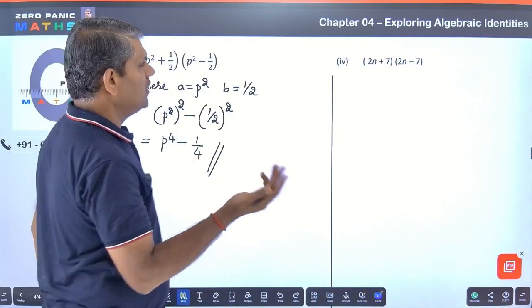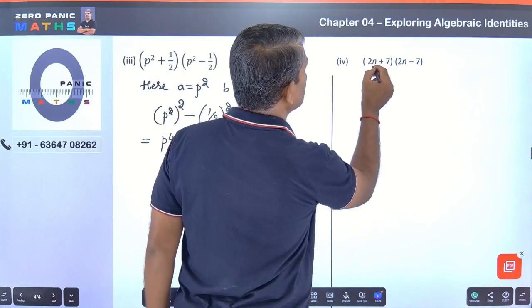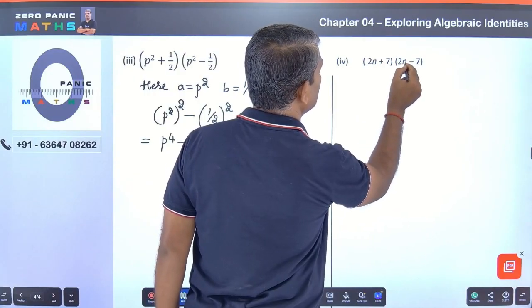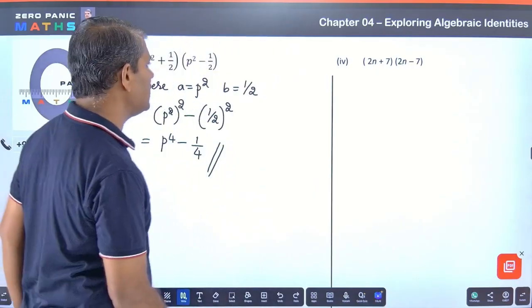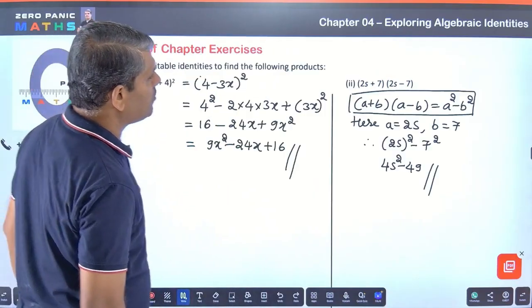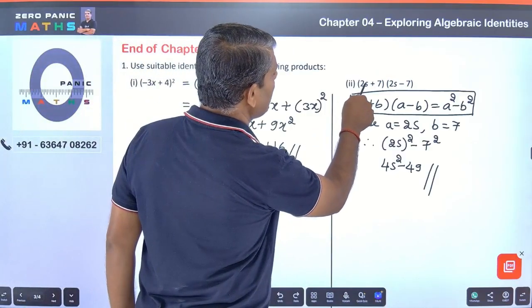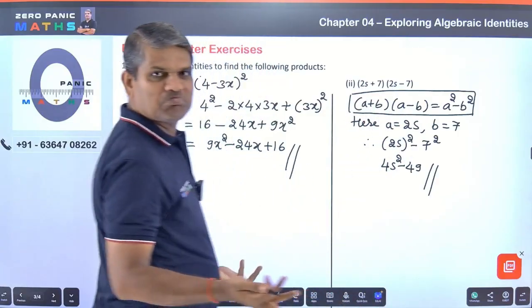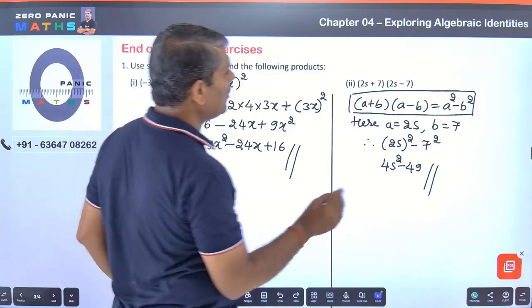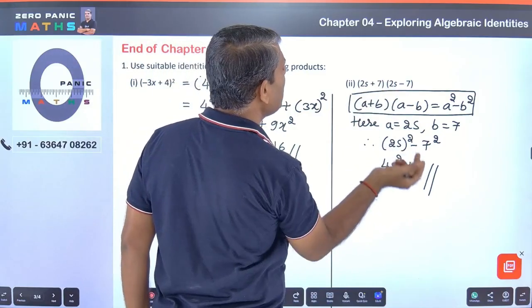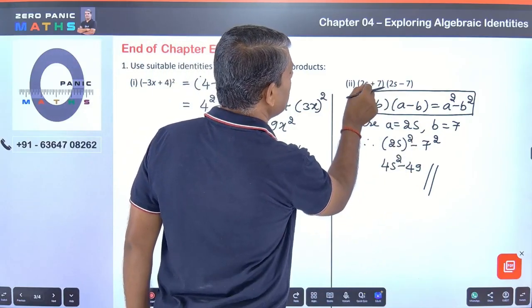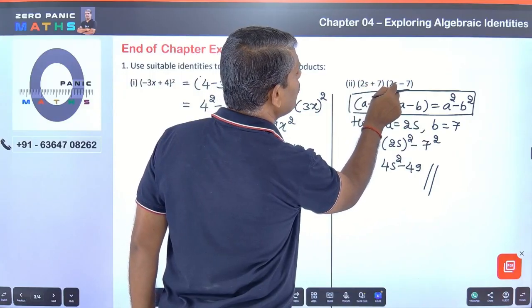So there is no difference at all. Here also it is 2n plus 7, 2n minus 7. I think it is exactly similar to the previous problem. You see that instead of s, they have given it as n. There is no difference at all. I don't know why they have given an exactly similar problem. It is 2n plus 7 and 2n minus 7.